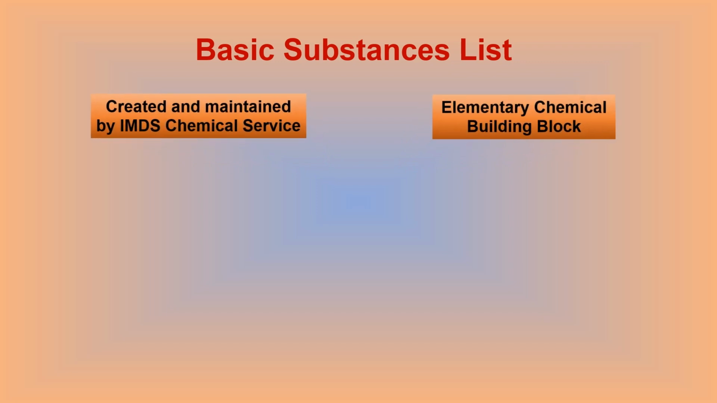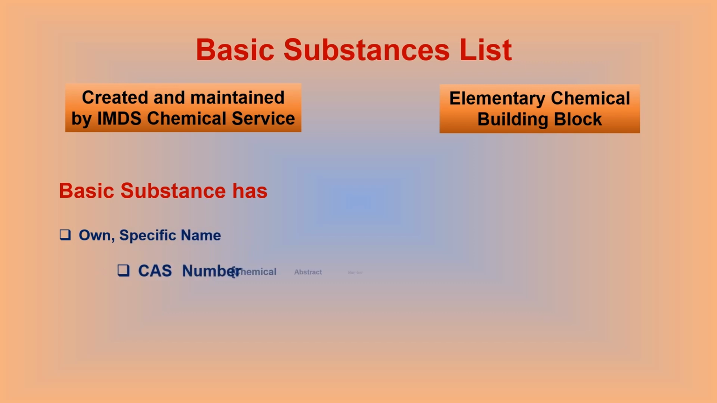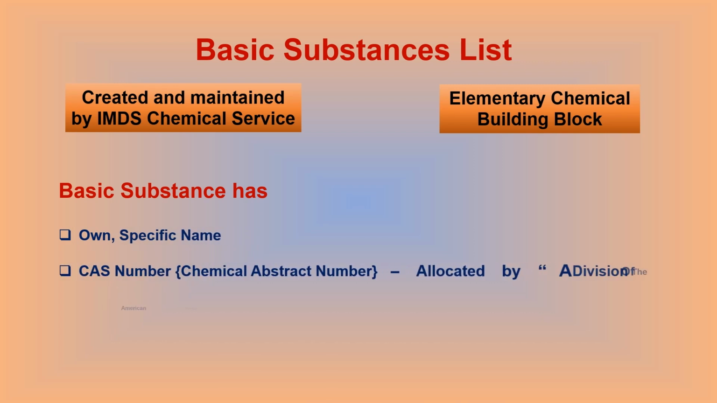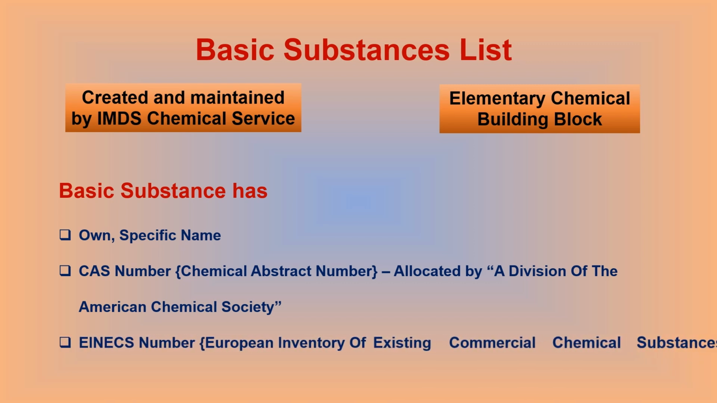The basic substances list is created and maintained by the IMDS Chemical Service Division. It's an elementary chemical block. Each basic substance has its own very specific name. Every substance has a CAS or Chemical Abstracts number. These numbers are allocated by a division of the American Chemical Society. Each substance has an EINECS, or European Inventory of Existing Commercial Chemical Substances, number.